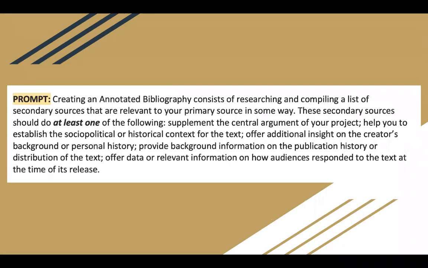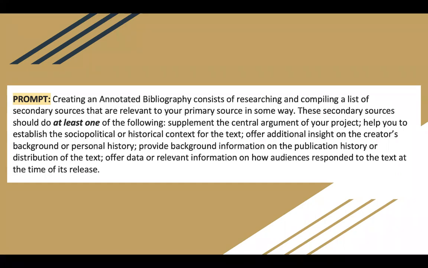Now the prompt reads: creating an annotated bibliography consists of researching and compiling a list of secondary sources that are relevant to your primary source in some way. These secondary sources should do at least one of the following: supplement the central argument of your project, help you to establish the socio-political or historical context for the text, offer additional insight on the creator's background or personal history, provide background information on the publication history or distribution of the text, offer data or relevant information on how audiences responded to the text at the time of its release.